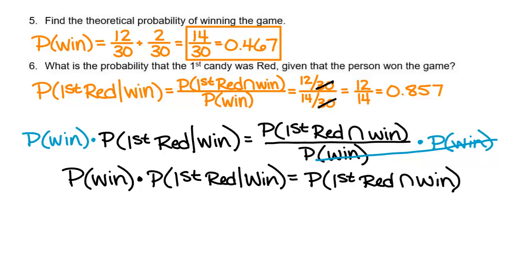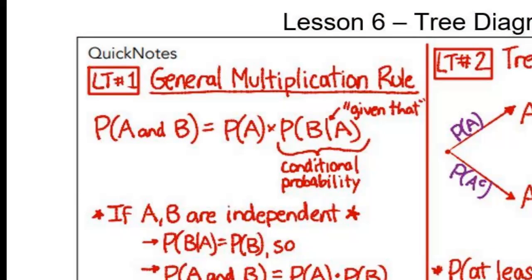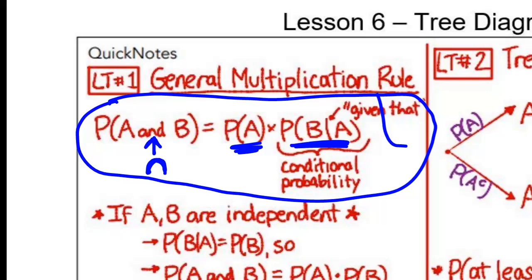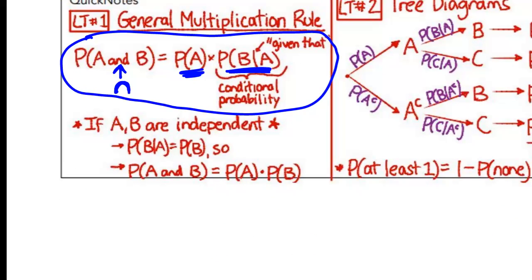So up at the top of the page, a couple important things. This is our general multiplication rule. To find the and, to find the intersection, you do event A times event B given A. If the events are independent, then the probability of B given A is just the same as the probability of B. If the events are independent, then whether or not A happens doesn't change my probability for event B. So that's how I get this simplified formula for independent events.